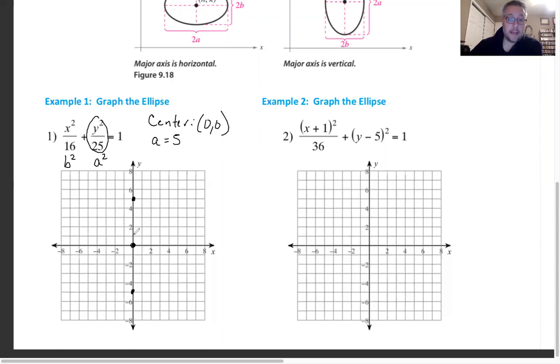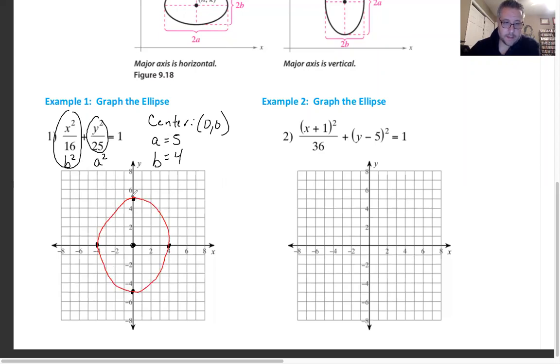And then I take the B squared, which is 16. I take the square root of that. The square root of 16 is 4. That's with the X fraction, so that's horizontal movement. So from the center, I go horizontally 1, 2, 3, 4. And the other way, 1, 2, 3, 4. Those are my endpoints of my ellipse, which define my major and minor axis. So now I can make my sketch.